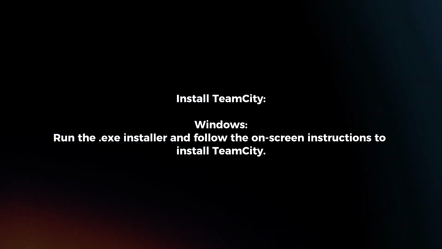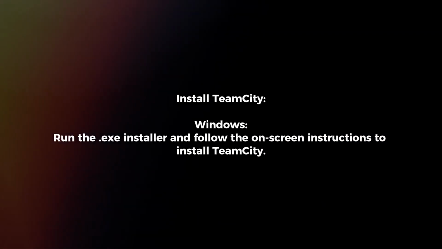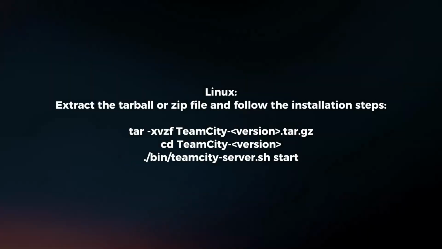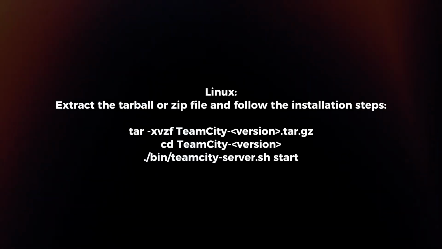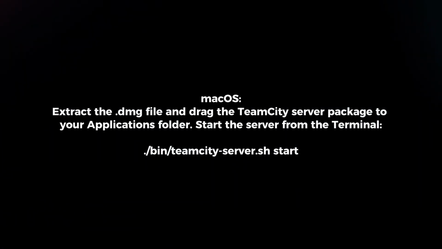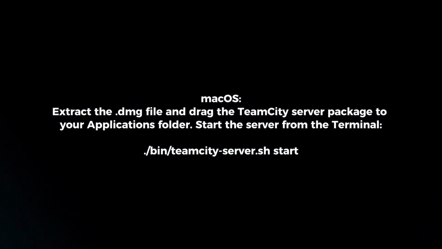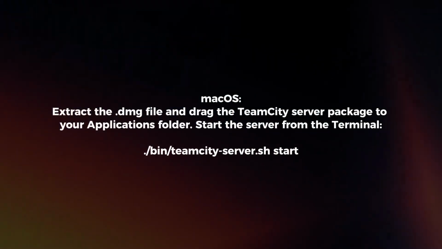Install TeamCity. Windows: run the exe installer and follow the on-screen instructions to install TeamCity. Linux: extract the tarball or zip file and follow the installation steps. macOS: extract the DMG file and drag the TeamCity server package to your Applications folder. Start the server from the terminal.